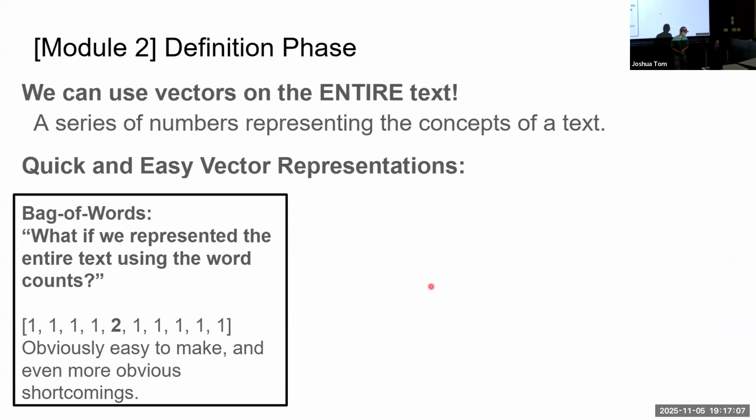So what if we represented the entire text using word counts, and then we get the vector here, 1, 1, 1, 1, 2, because the word the appears twice in this sentence. So that's bag of words. It represents the text based on what the word is and how many times it appears. Obviously there are some shortcomings to representing your entire text with how many times a word appears.